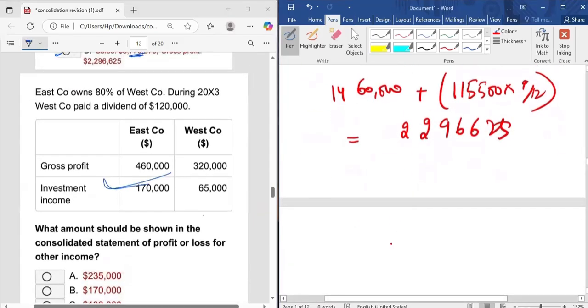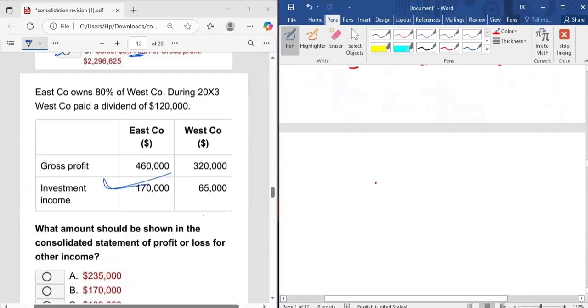East Company owns 80% of West Company. So East is our parent company. West is the subsidiary company. It owns 80%. During 20x3, West paid a dividend of $1,20,000.